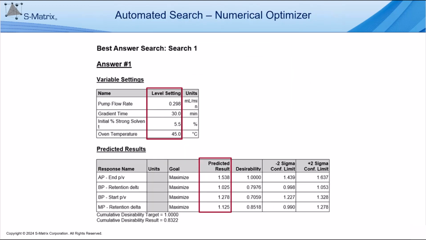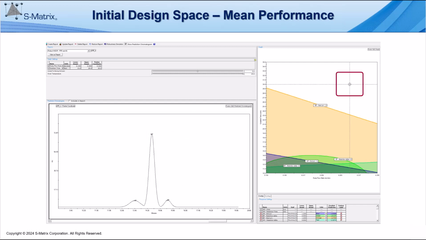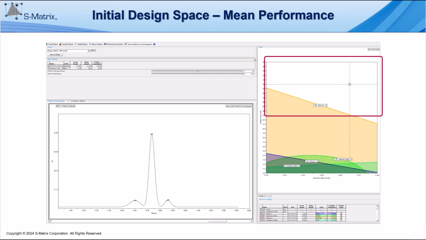As before, the best overall answer is presented in a report which again includes the method settings and the associated predictions for all responses included in the search. Here we can again view the location of the predicted best method within the joint study variable ranges, and also the size of the unshaded region around the method conditions.